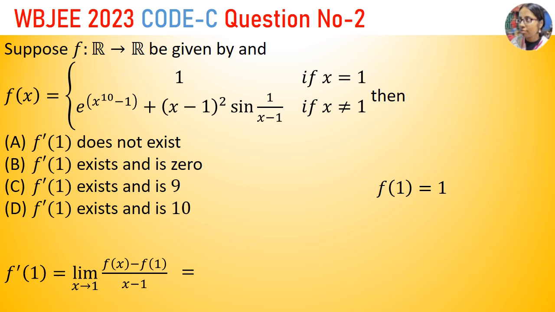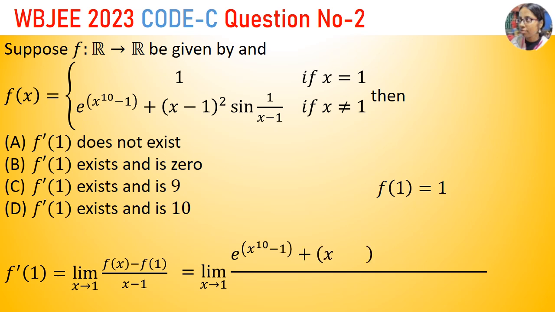So we have limit x tends to 1 of e to the power x to the power 10 minus 1 plus (x minus 1) whole square sin(1 upon x minus 1) minus 1, upon x minus 1.